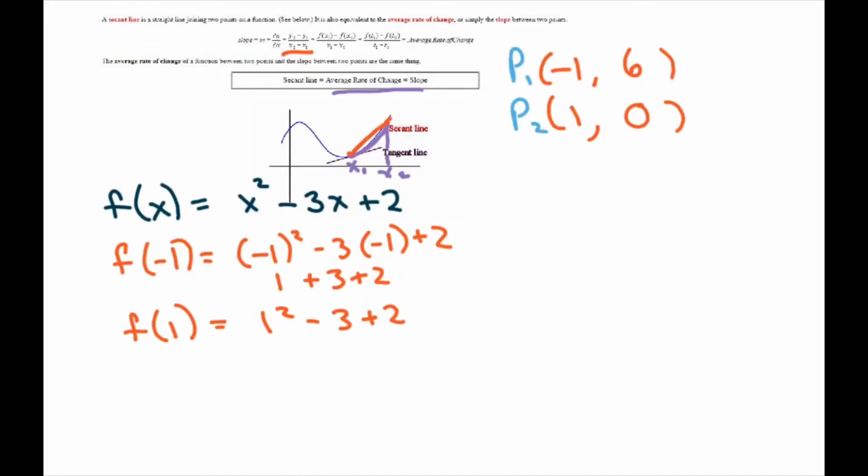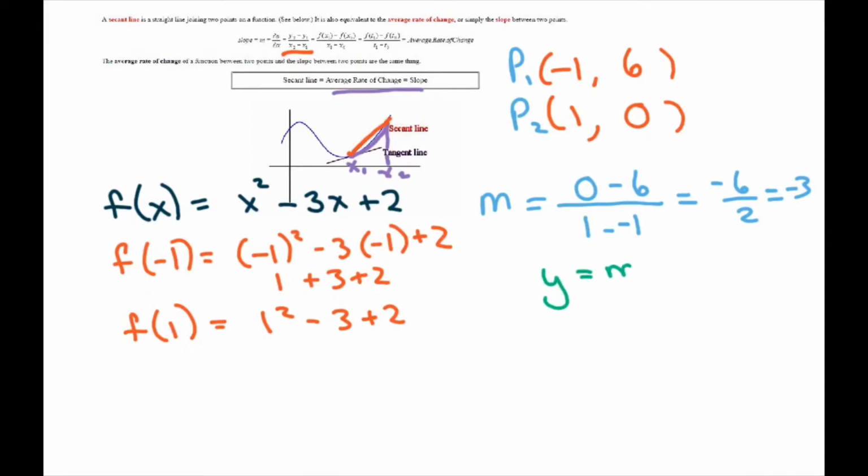So now we just use our slope formula to get 0 minus 6 divided by 1 minus a -1. So this equals -6 divided by 2, which is -3. This is our slope. Now to write your equation of your secant line, we're just going to write y equals mx plus b.